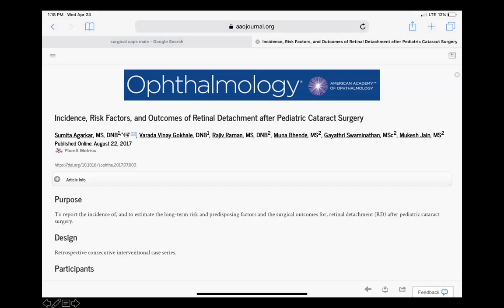This is another study that has been published in Ophthalmology regarding the incidence, risk factors, and outcomes of retinal detachment after pediatric cataract surgery. In this study, they said they found that the risk of retinal detachment increased progressively with increasing myopia.